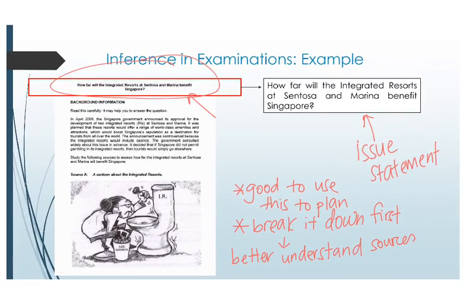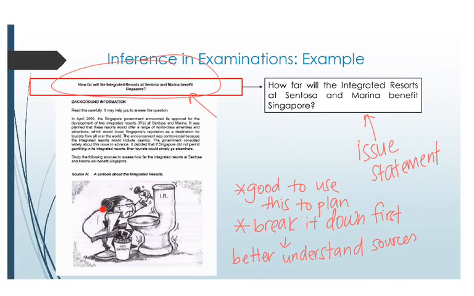What has this cartoon got to do with this issue statement? This you need to be very clear.